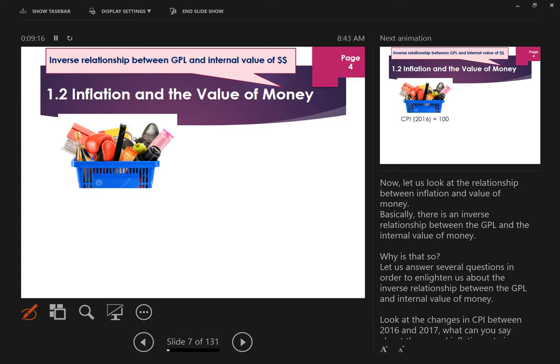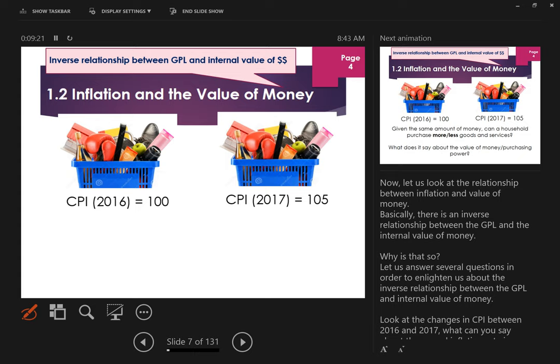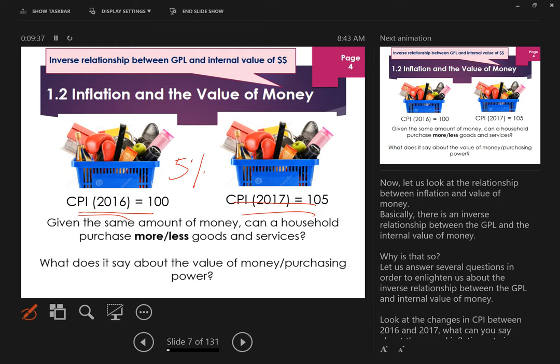With the same basket of goods and services, in this case you can see between the 2 years, 2016 to 2017, the inflation rate is 5%. How do I calculate inflation rate? Later, there's a formula. When there's inflation, with the same amount of money, you are able to buy less of your goods and services. So that's why the value of your money and your GPL have an inverse relationship.